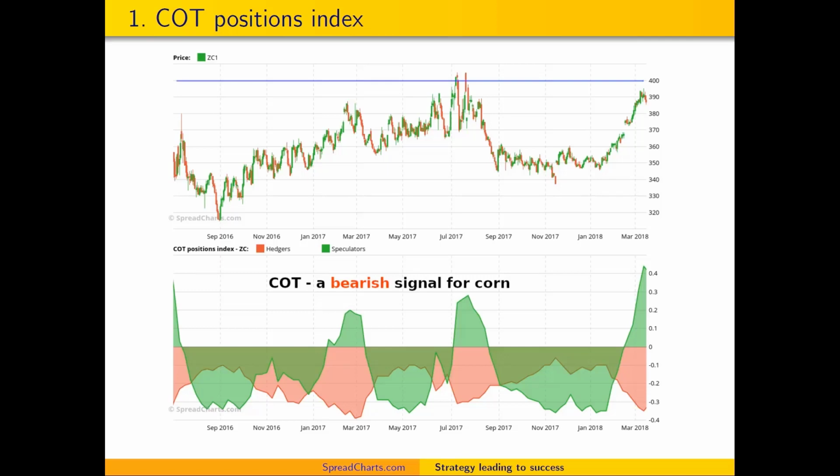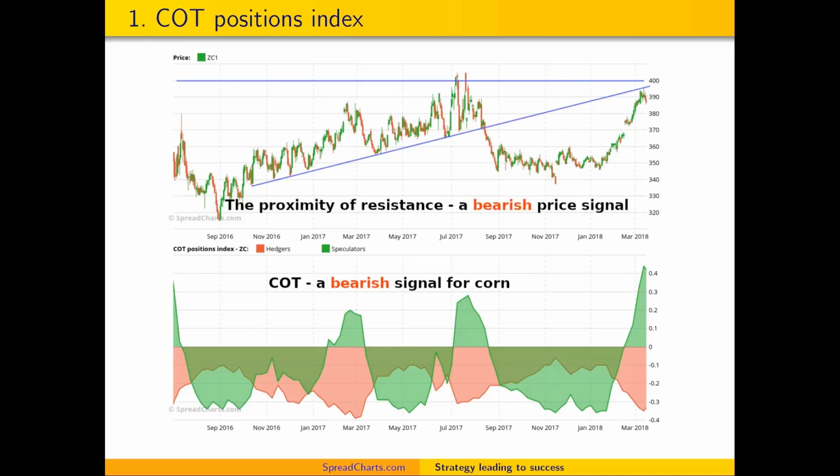Why? First of all, it is a round level which acts on its own as a psychological barrier. Moreover, the price failed to break above it in July 2017. Given the overbought conditions, there was a decent chance it would also fail this time. At least it would not break it immediately. Additionally, there is a second trend line connecting the lows from 2016 and 2017 that turned into resistance in spring 2018. So we have two trend lines above the price. I think we can conclude that technical analysis is also bearish.